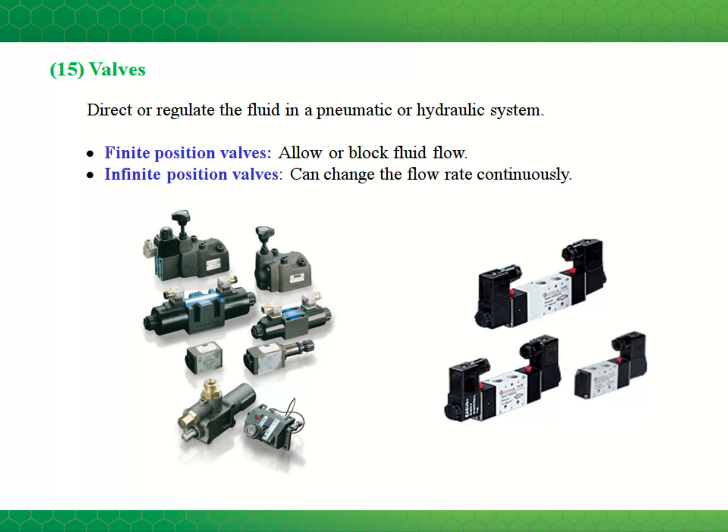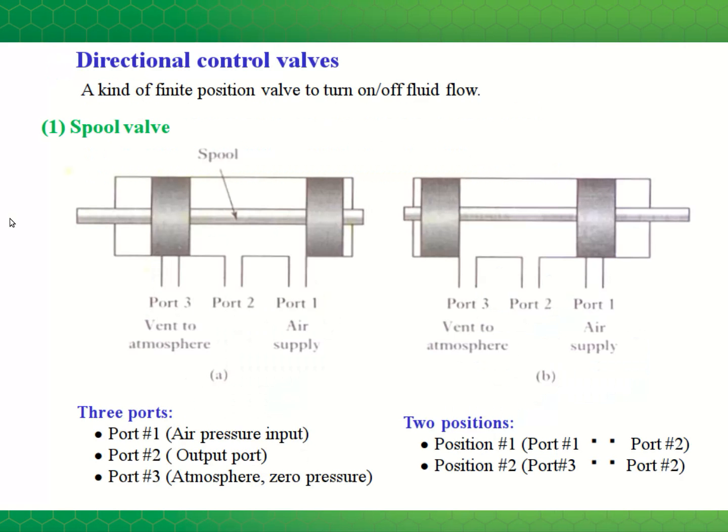Pneumatic and hydraulic control systems utilize valves, and there are two general categories of valves: finite position valves, which are either off or on, and infinite position valves, which change the flow rate of the fluid. In this video, we will only be discussing finite position valves. Directional control valves are examples of finite position valves, and they are used to direct the flow of fluid in the system.